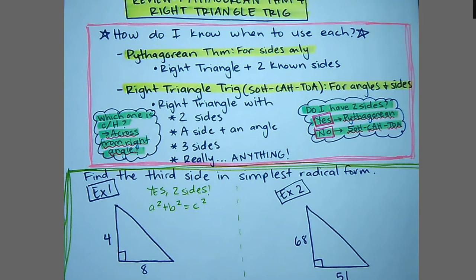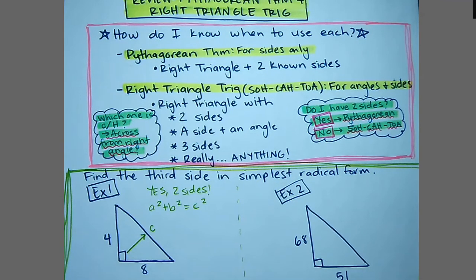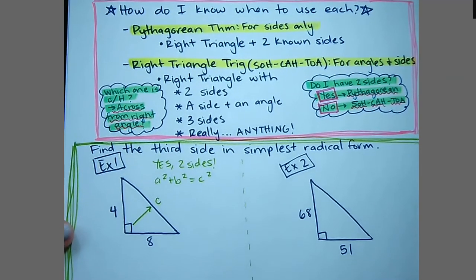Okay, so how to figure out the c? The c is always going to be across from your right angle. So here, this is across from your right angle. So this is going to be your c that you're looking for. Okay, so we're going to do 4 squared plus 8 squared equals c squared.